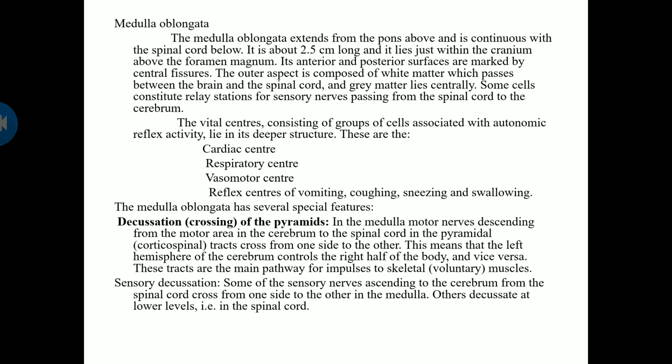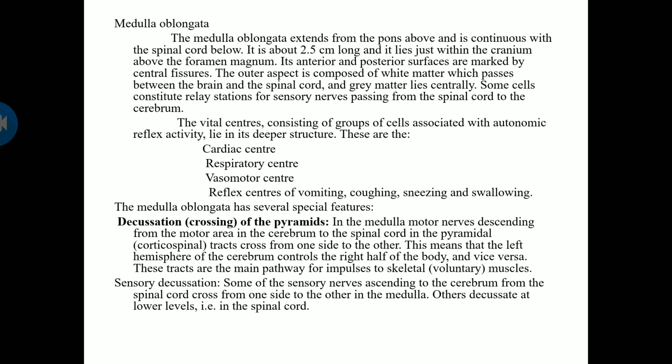The outer aspect is composed of white matter which passes between the brain and the spinal cord, and the gray matter lies inside. Some cells constitute relay stations for sensory nerves passing from the spinal cord to the cerebrum. The vital centers, vital meaning important, consisting of groups of cells associated with autonomic reflex activity, lie in the deeper structure of the medulla. What are those? Cardiac center, respiratory center, vasomotor center, and reflex centers for vomiting, coughing, sneezing, and swallowing.